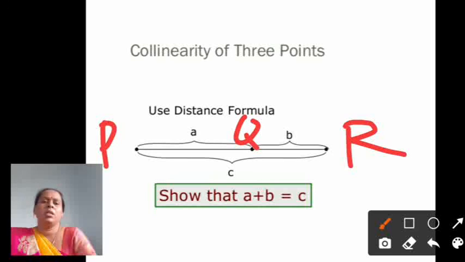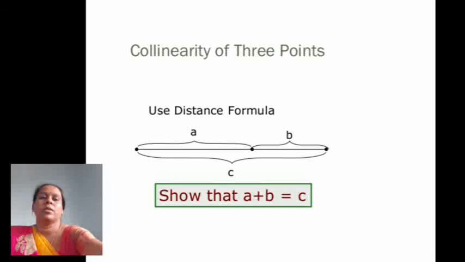If you consider any 3 points, you have to find 3 distances there, and from these 3 distances, the sum of 2 is equal to the remaining one. At that time, the points are collinear, otherwise the points are non-collinear points.